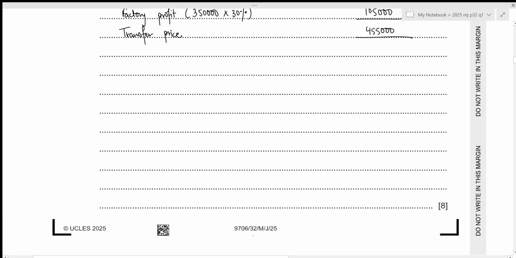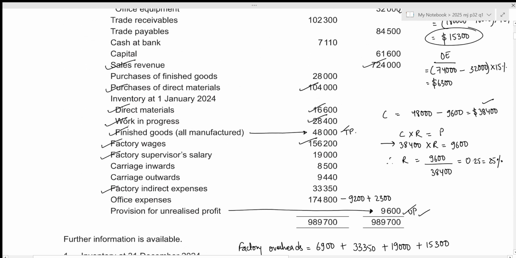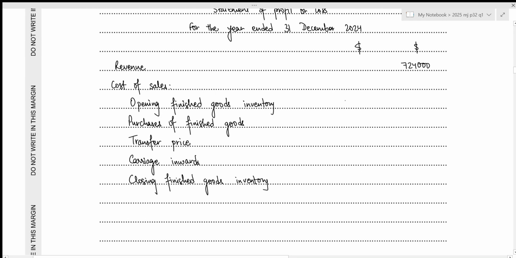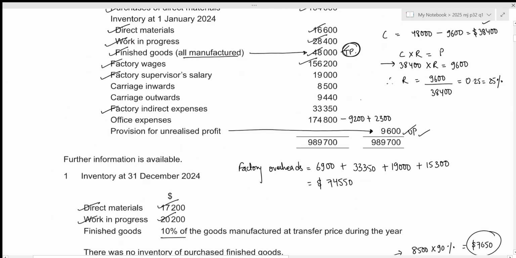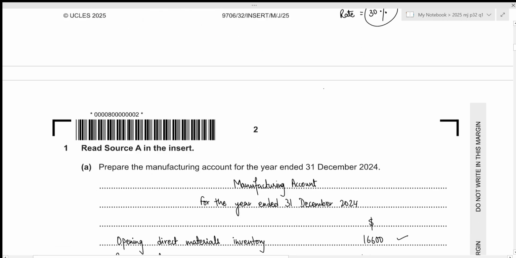Okay, let's start with the opening finished goods inventory. Right here, the opening finished goods, this was all manufactured. The value is 48,000. And always remember that within the cost of sales for your manufacturing business, you always include your opening and closing inventory at the transfer price. So we need to include the 48,000. Then we were given the purchases of finished goods as well. Right here, the value is 28,000.